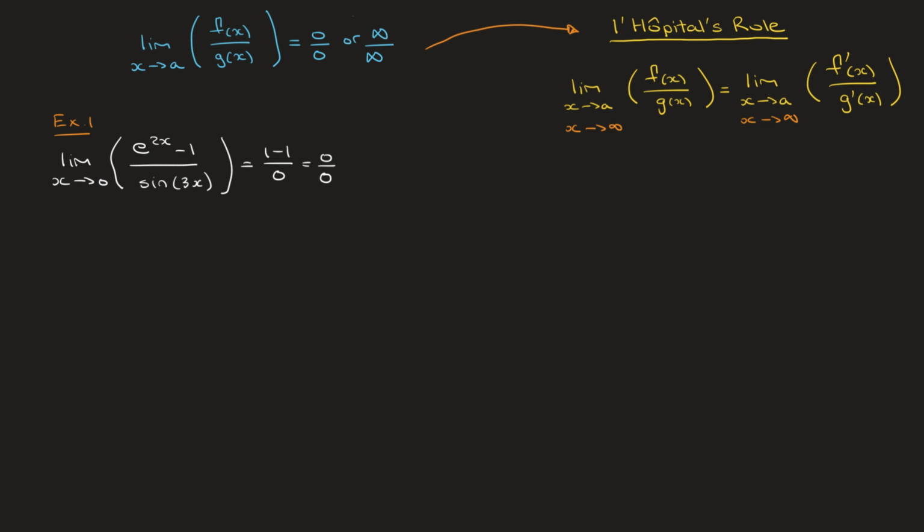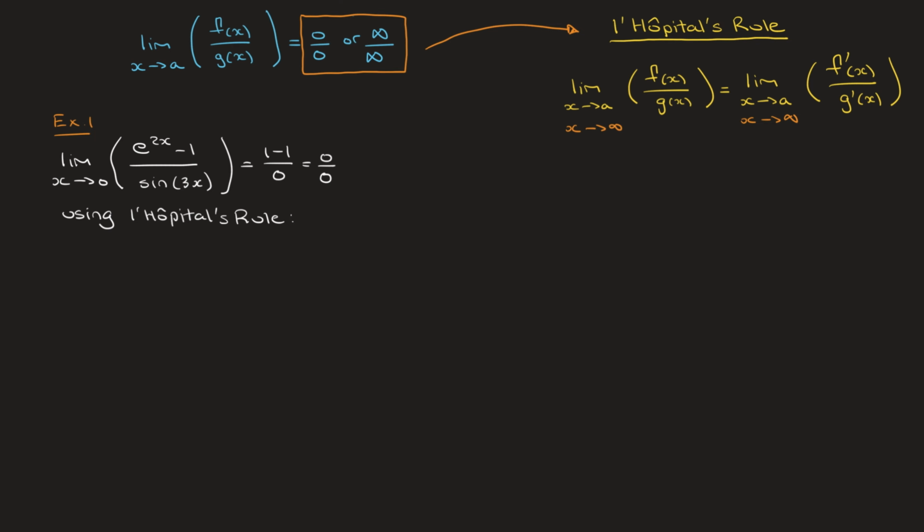Hopefully it's clear that the 0 over 0 we have here corresponds to one of the 2 indeterminate forms I listed up here, and so it's worth trying out L'Hopital's rule. So here I'll quickly write using L'Hopital's rule. Instead of studying this limit, we can study the limit as x tends towards 0 of the derivative of e of 2x minus 1 over the derivative of sine of 3x.